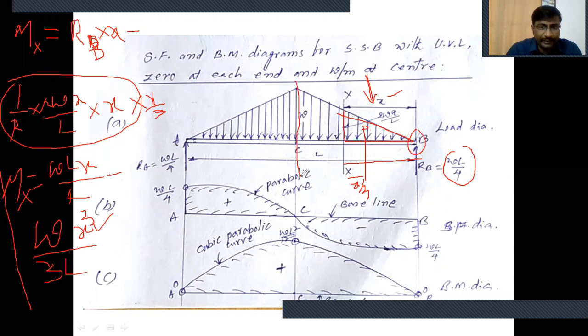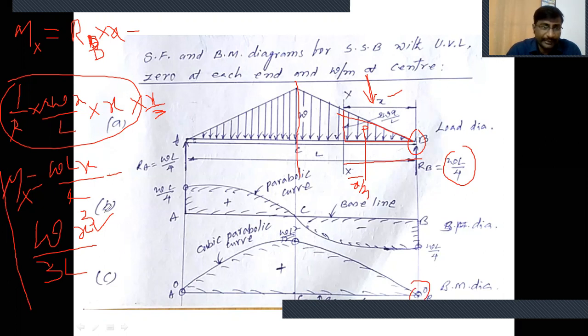Clear, students? Bending moment at C, like that. If you substitute x is equal to 0 in this, this parameter is also 0, this parameter is also 0. So therefore, bending moment at point B is 0.